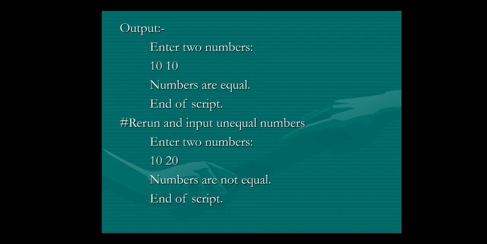So in this lecture you learned about relational operators in shell programming, decision control statements and their types in shell programming, as well as how to use the if-then-fi statement and the if-then-else-fi statement in shell programming. In the next lecture I will explain how to use the else-if ladder and the nested if-else statement in shell programming.